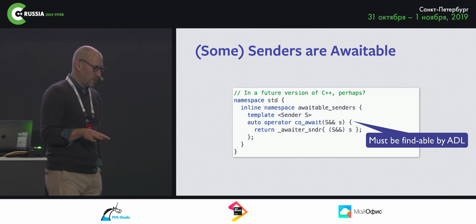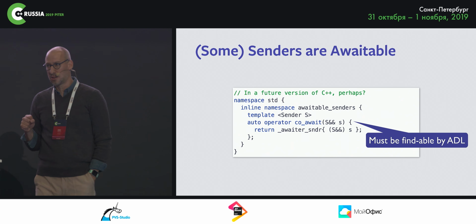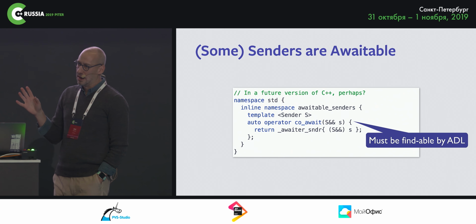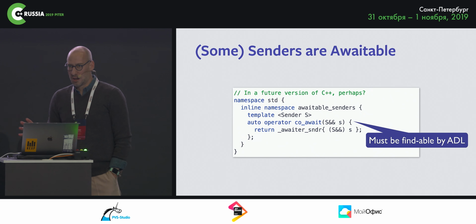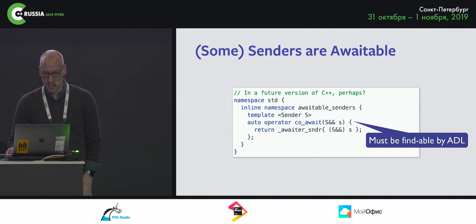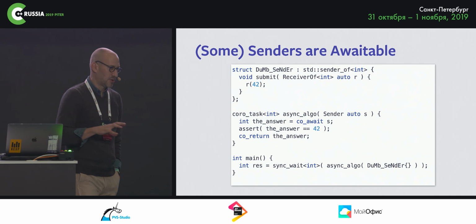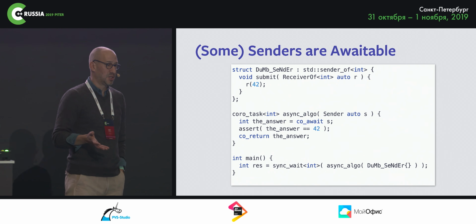Now I could go through the implementation of awaiter sender. I have slides for it. It actually fits all on one slide, but it's rather dense. And if you're not familiar with coroutines, it doesn't make a lot of sense, so I'm going to skip it. But what I will do is show a little bit of code that shows the implications of this.